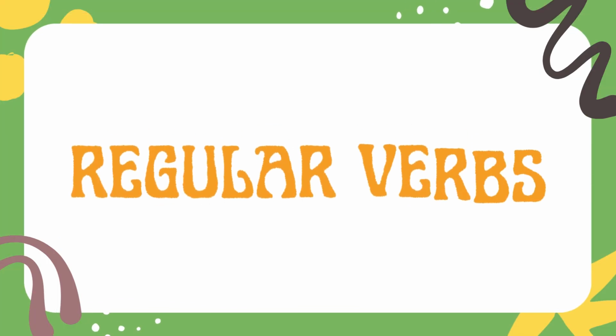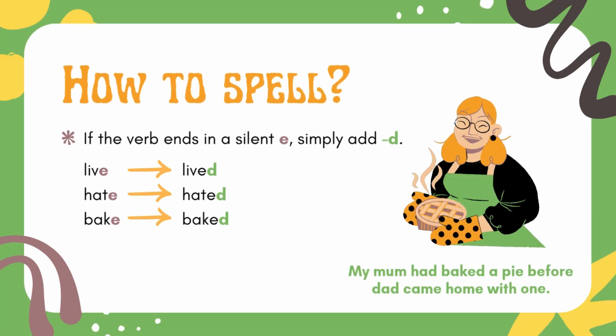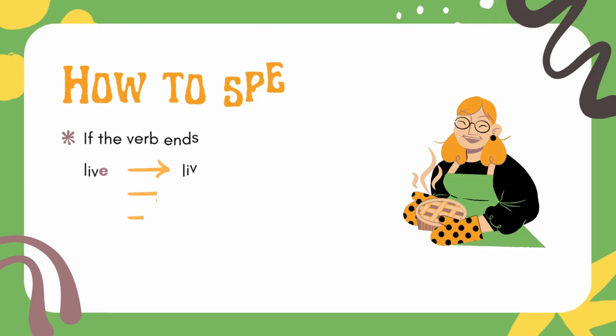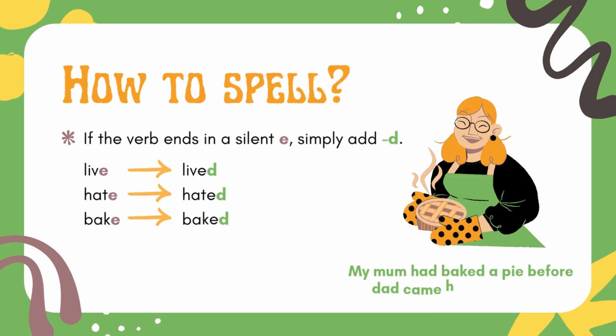Regular verbs. How to spell? If the verb ends in a silent e, simply add d. Live, lived. Hate, hated. Bake, baked. My mum had baked a pie before Dad came home with one.